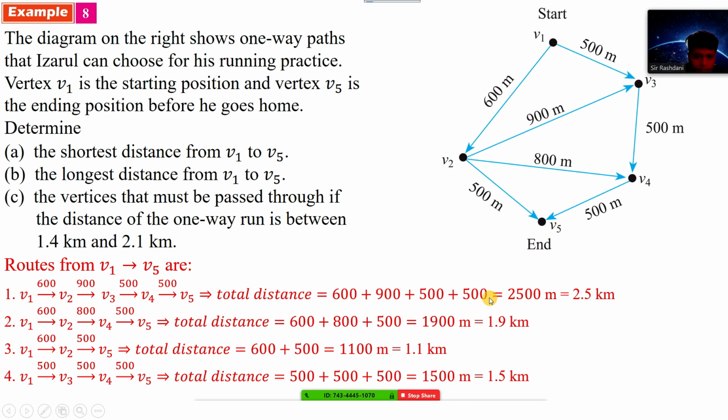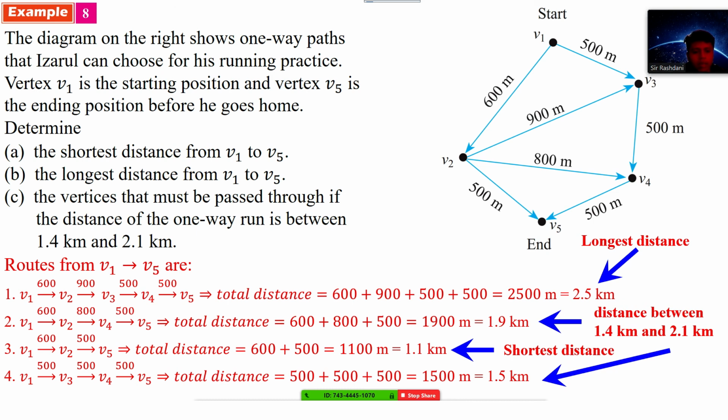So as you can see here, the shortest distance from V1 to V5 is 1.1 kilometers. That's how we count. And then the longest distance from V1 to V5 will be 2.5 kilometers. And then for the last question, the distance between 1.4 km and 2.1 km is road number 2 and road number 4. So this is how we solve the questions about a weight graph. Okay, that's all for me, and thank you.